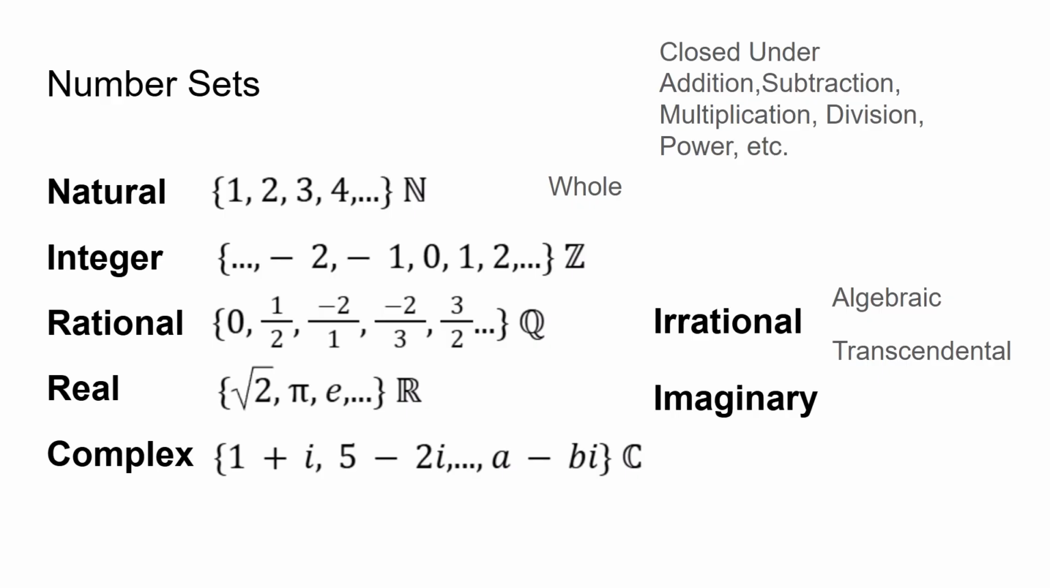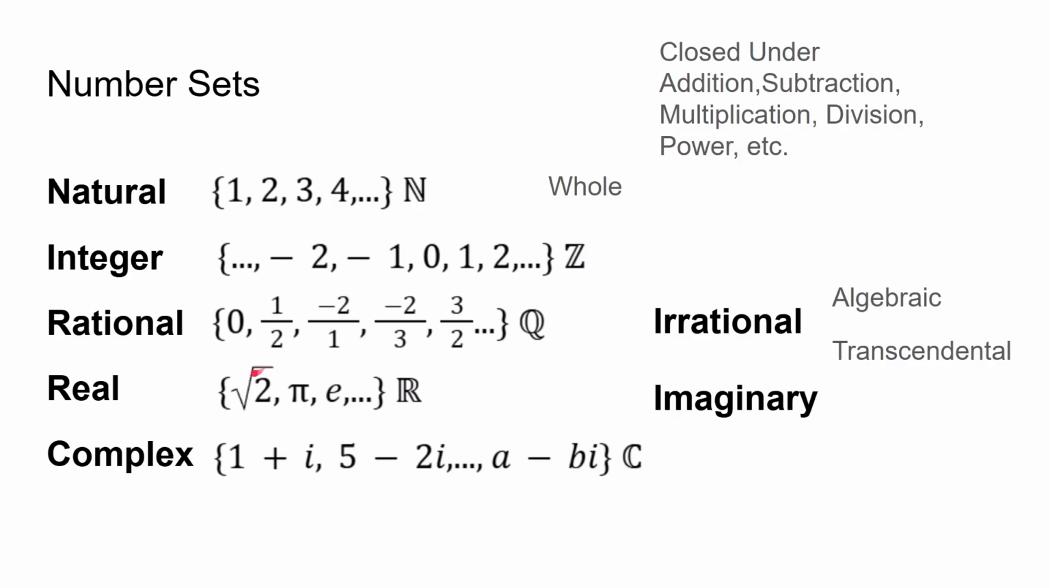But they aren't closed under subtraction, because you can subtract 3 minus 4 and get a negative number, which is not a natural number. Integers, on the other hand, are closed under addition. They're also closed under subtraction. They're also closed under multiplication. However, they aren't closed under division, because 1 divided by 2 is not an integer. Rational numbers are closed under addition, subtraction, multiplication, and division, but they aren't closed under powers.